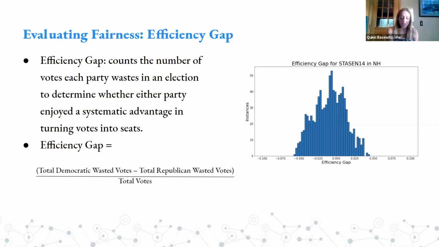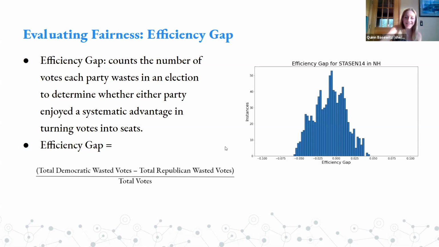So in this graph, the efficiency gap for many simulated districting plans for the 2014 state Senate election in New Hampshire is plotted, and the slightly negative average efficiency gap means that the Republicans have a more difficult time converting their votes into seats. The ideal is that the efficiency gap is 0 and neither party has a tendency to have more of their votes go to waste.